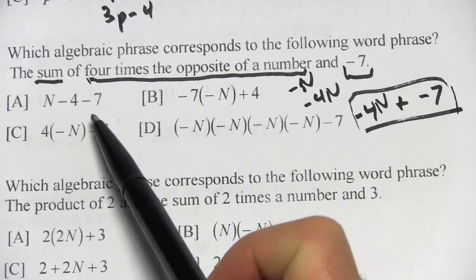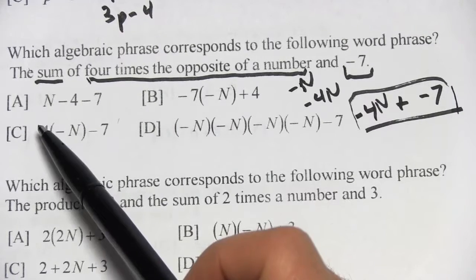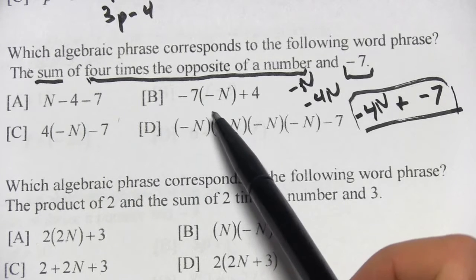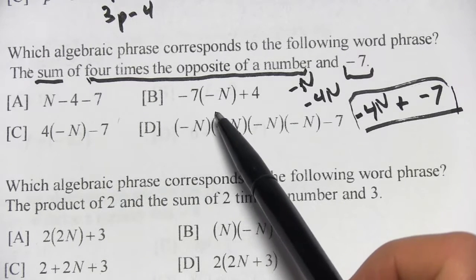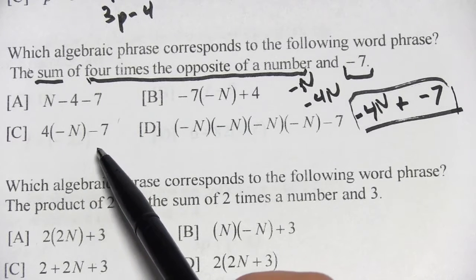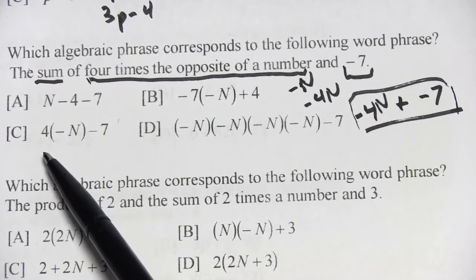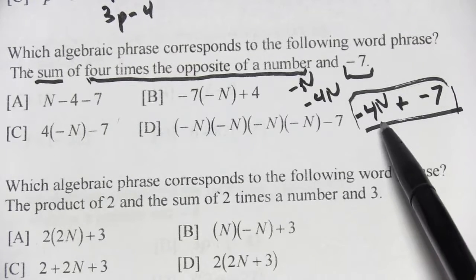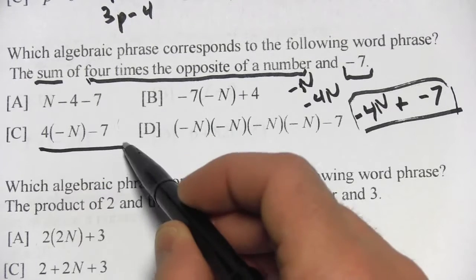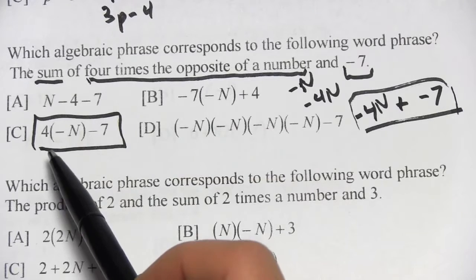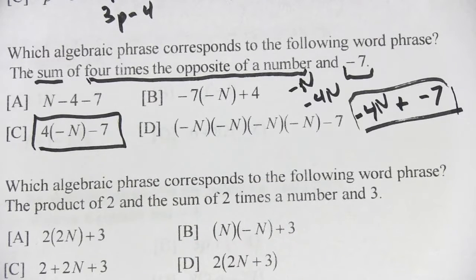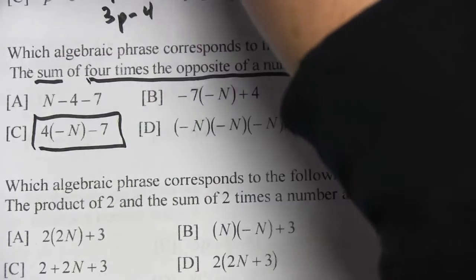Here we have n minus 4 minus 7. That doesn't look like it at all. We're not multiplying anything by n. Here we have negative 7 times a negative n. Well, it's not negative 7 times the opposite of a number. Here we have 4 times negative n, and then minus 7. This looks like it, because another way to write negative 4 times n would be 4 times a negative n, and then we have the minus 7. So I think this is going to be the sum of 4 times the opposite of a number and negative 7 right there. All right, let's try one more.